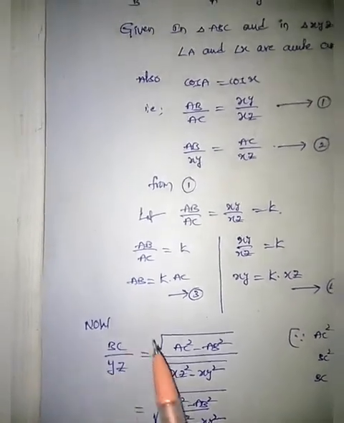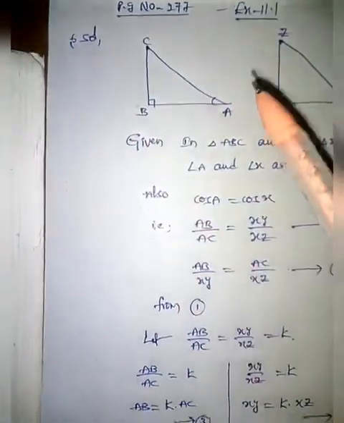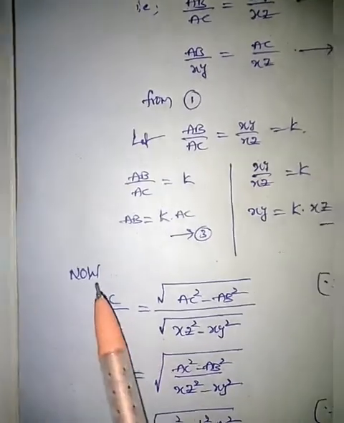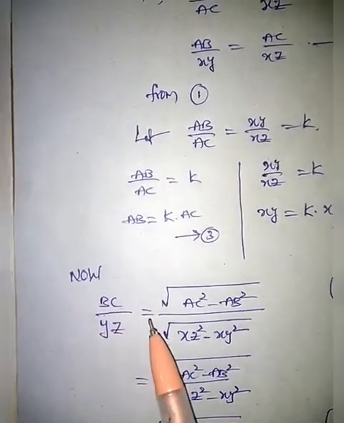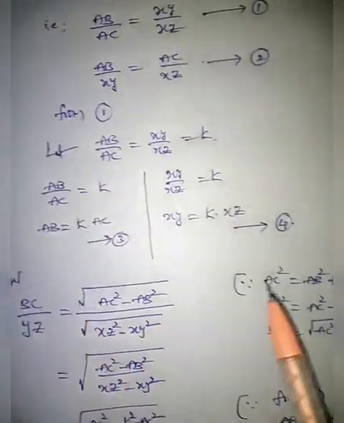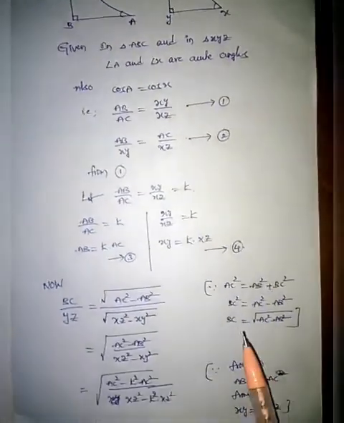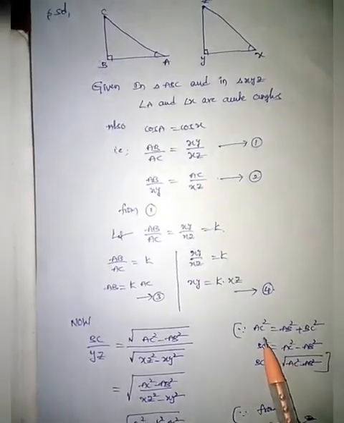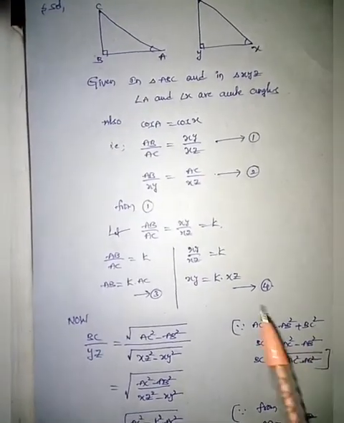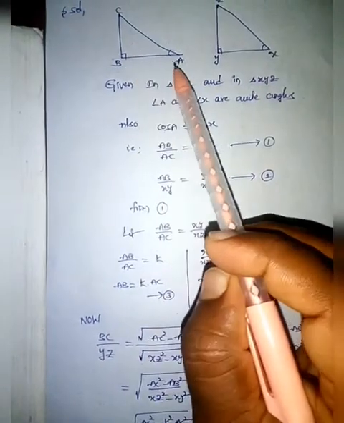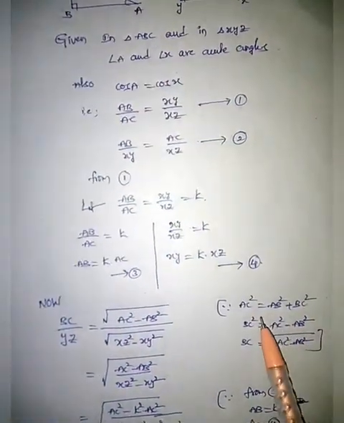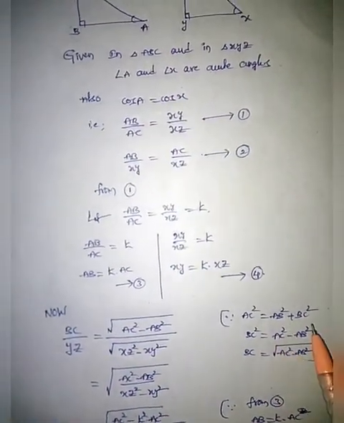So that's why take BC by YZ. So that is BC by YZ. Now, to express BC, look at triangle ABC: hypotenuse square equals side square plus side square, that is AC square equals AB square plus BC square.